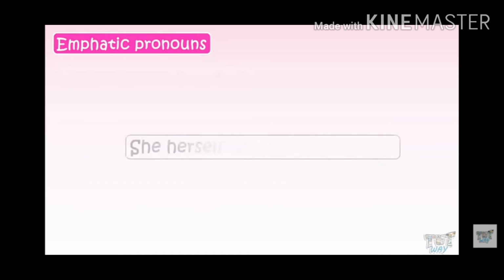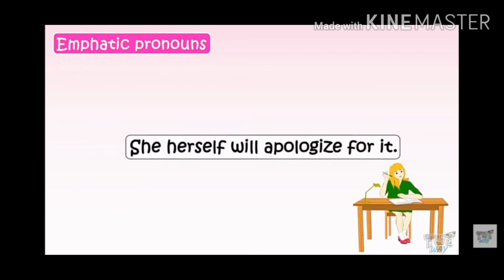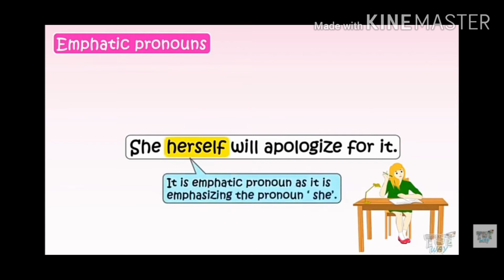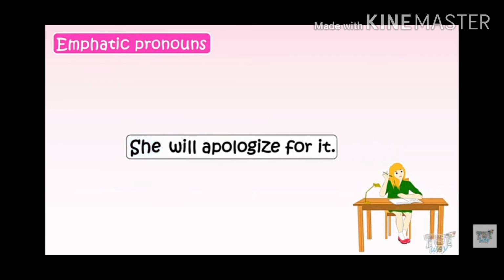She herself will apologize for it. Here, herself, a compound pronoun, is an emphatic pronoun, as it's emphasizing the pronoun she. And the sentence will remain meaningful if you remove herself. She will apologize for it.